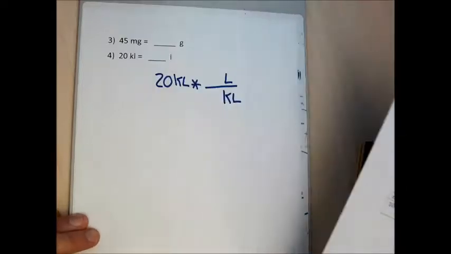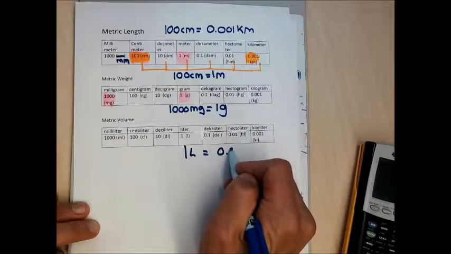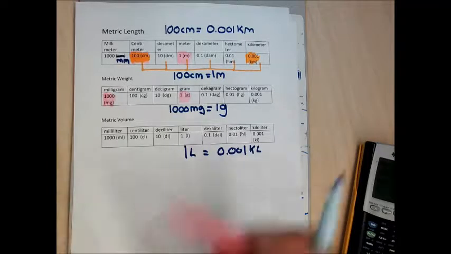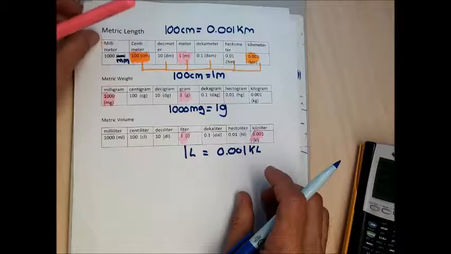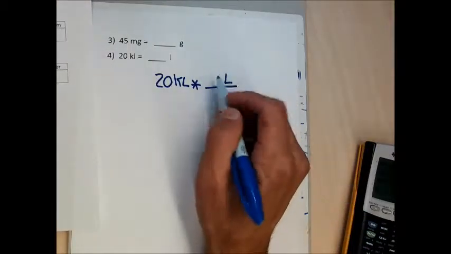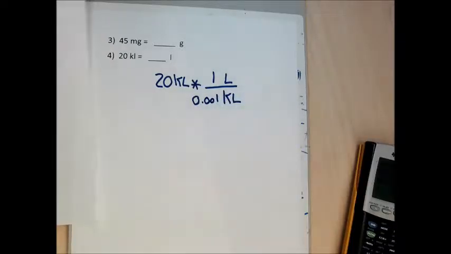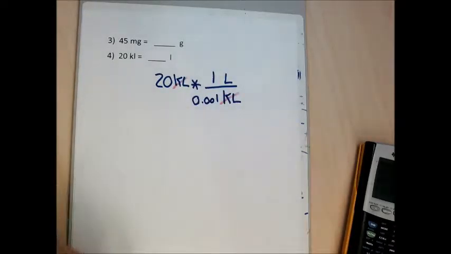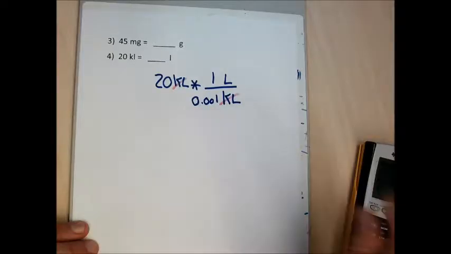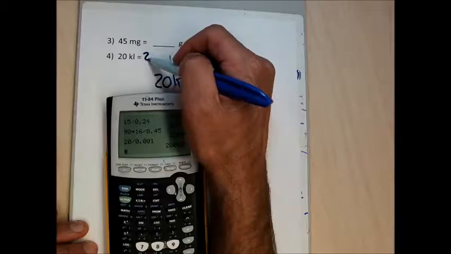For my problem, I'm going from liters to kiloliters, and I'm going to use that 1 liter equals 0.001 kiloliters, because in this table, 1 liter and 0.001 kiloliters are equal to each other. So for my fraction, I knew I wanted to have liters in the numerator because I wanted to end up with liters. I wanted to have kiloliters in the denominator because I wanted to get rid of kiloliters. I took the number from my table, and now I'm going to cancel, and because the 0.001 is in the denominator, I'm going to divide. I'm going to go 20 divided by 0.001 and get 20,000 liters for my answer.